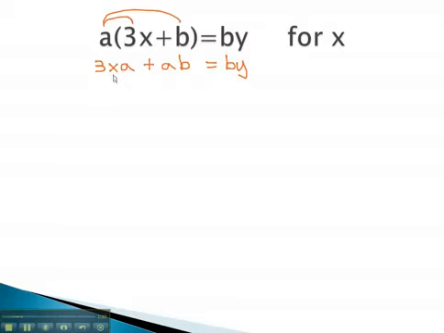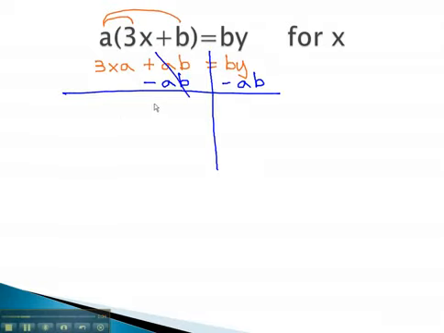Now that the parentheses are gone, we're ready to start solving for the x. Notice the second term has no x's on it. That's what's added to the x term. As with other two-step equations, we do the adding and subtracting first. The opposite of adding ab is subtracting ab. And we always do things on both sides of the equation. With the ab's gone, we're left with 3xa on the left side. On the right side, it's important to note that these are not like terms and cannot be combined. So we leave it as a subtraction problem, by minus ab.